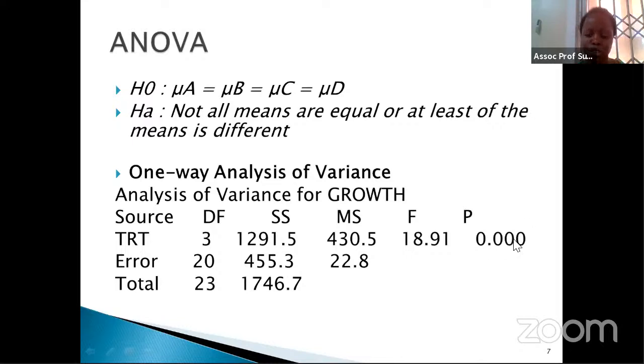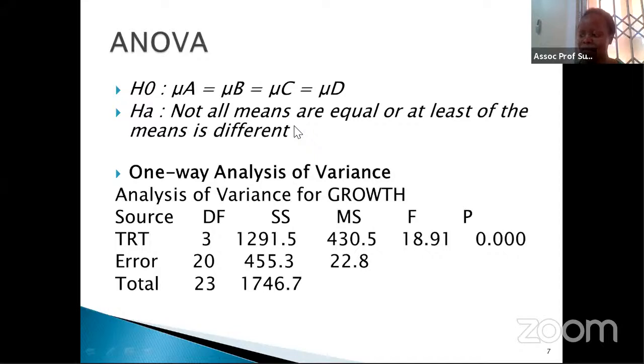And it is 0.0000. Okay? Remember, we said we are setting our alpha at 5%, which is 0.05. Now, if we get a probability of 0.000, it means that the chance that the null is correct has reduced to 0.0000. So there is evidence to reject the null hypothesis and conclude that not all means are equal, or there are differences in the means, or there is a significant treatment effect on the response.